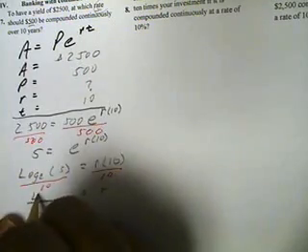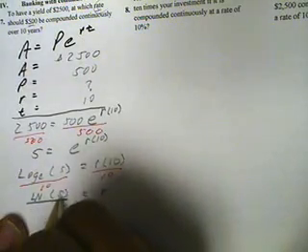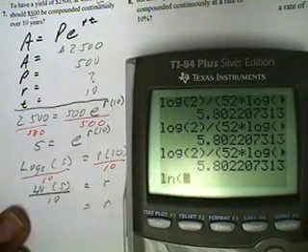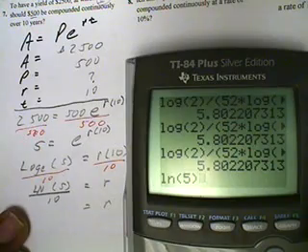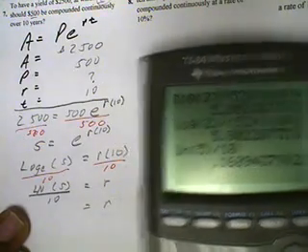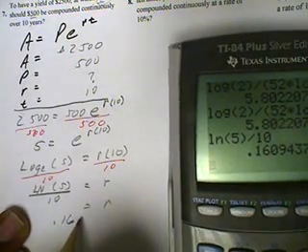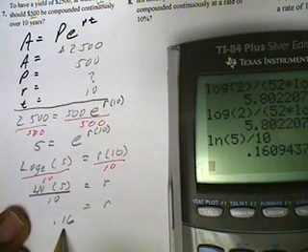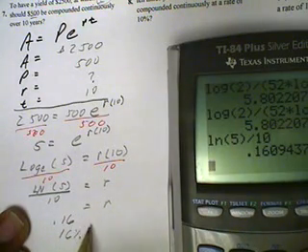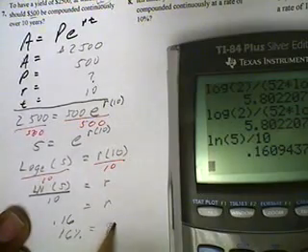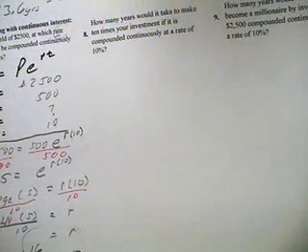So r will be the natural log, which is base e, of 5 divided by 10. So natural log of 5, then divide that by 10. And I get 0.16 as a rate, or should I say 16%. That's badly written.